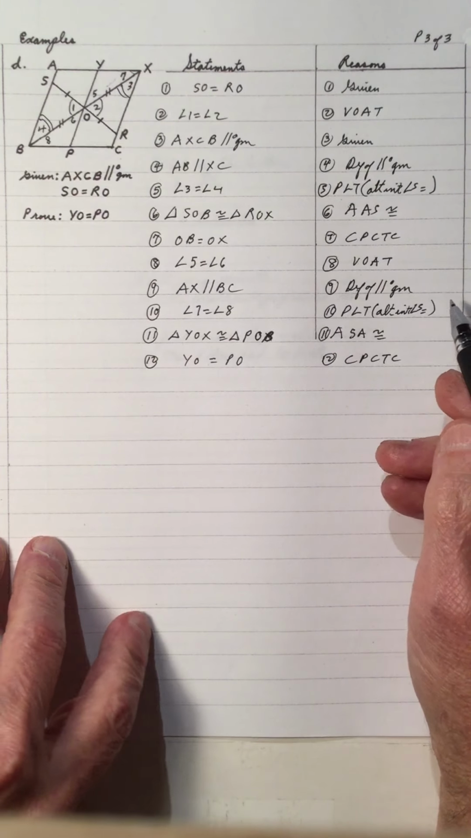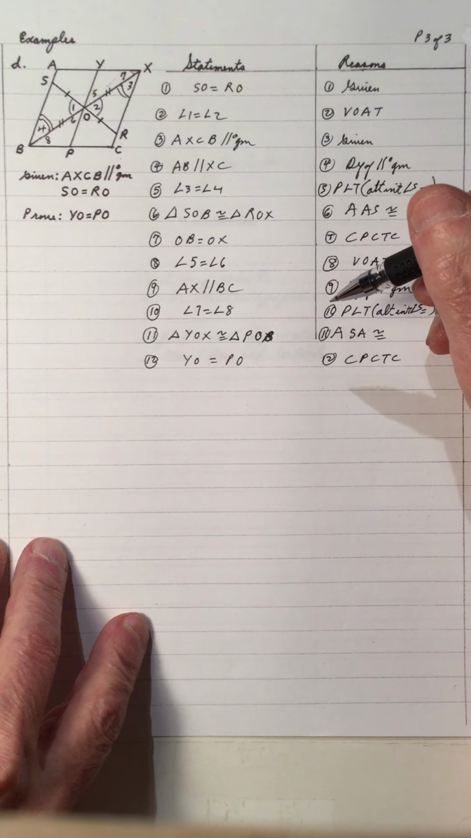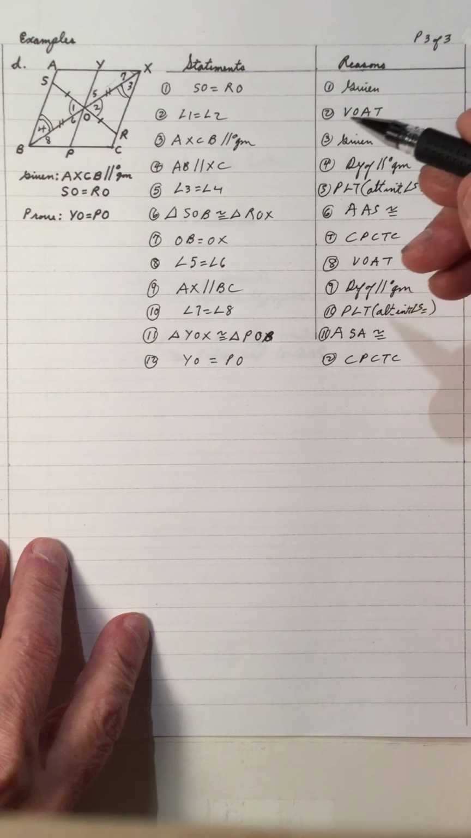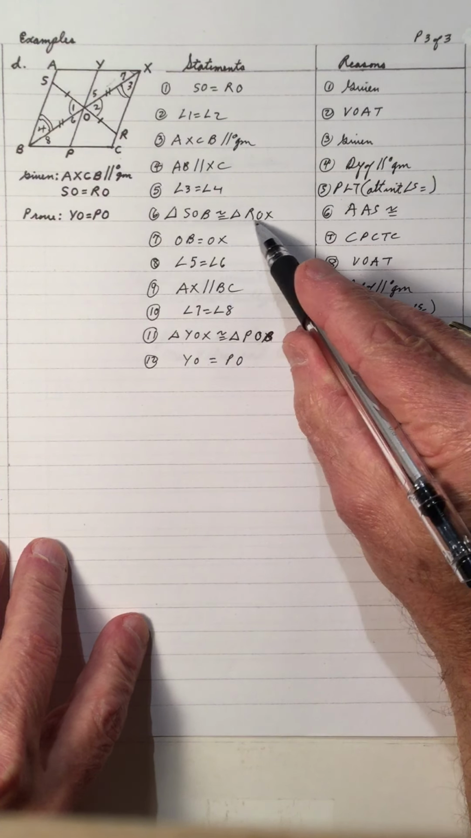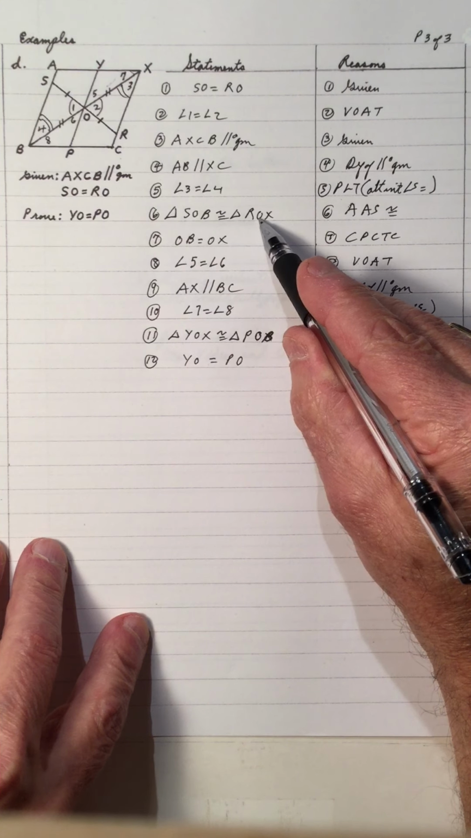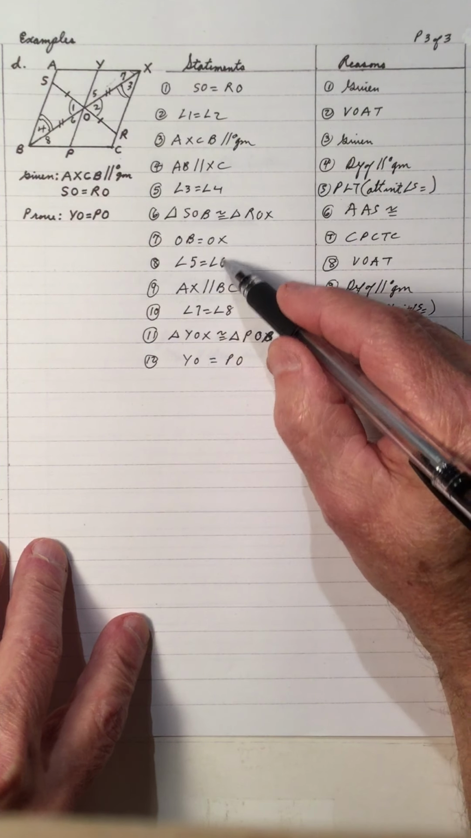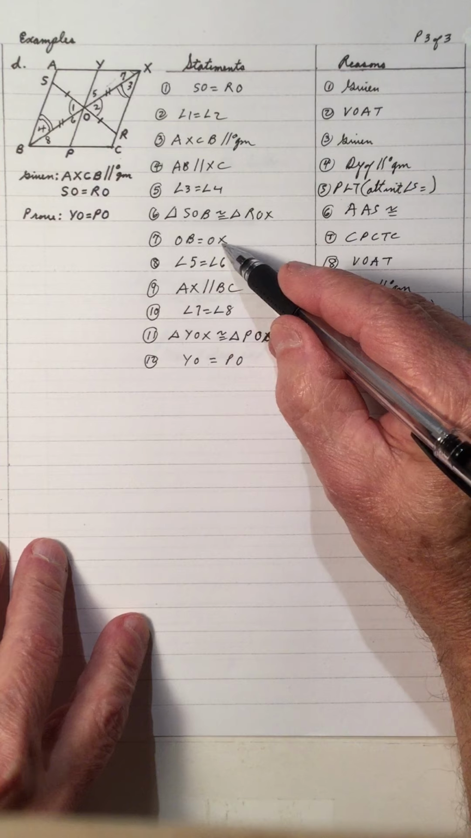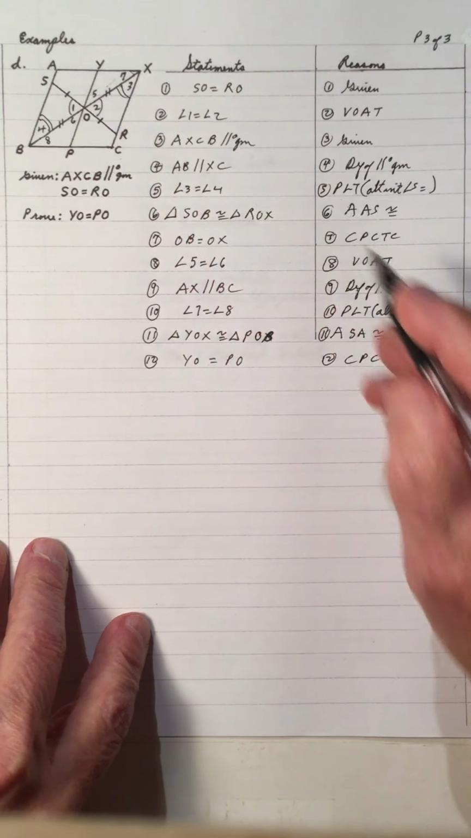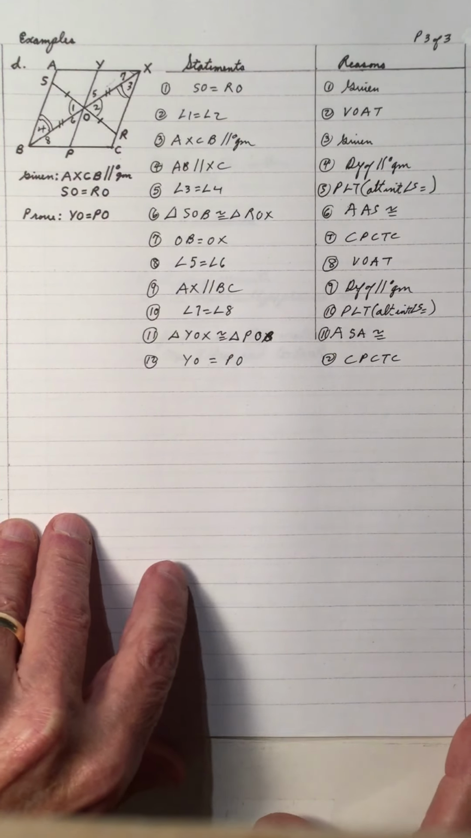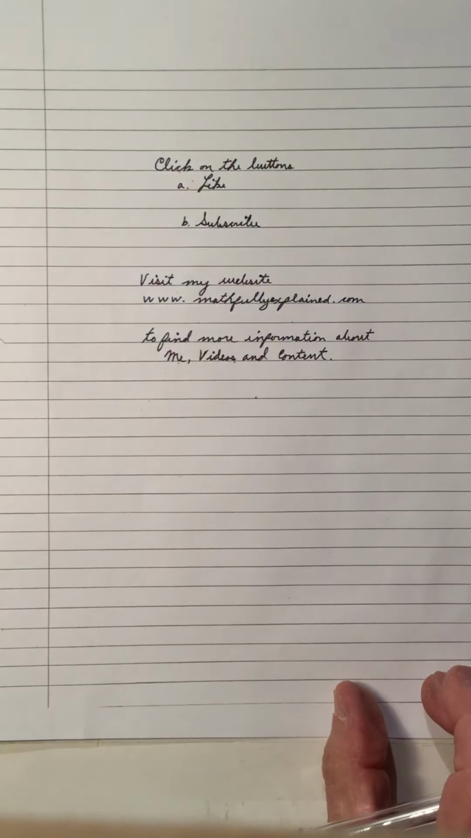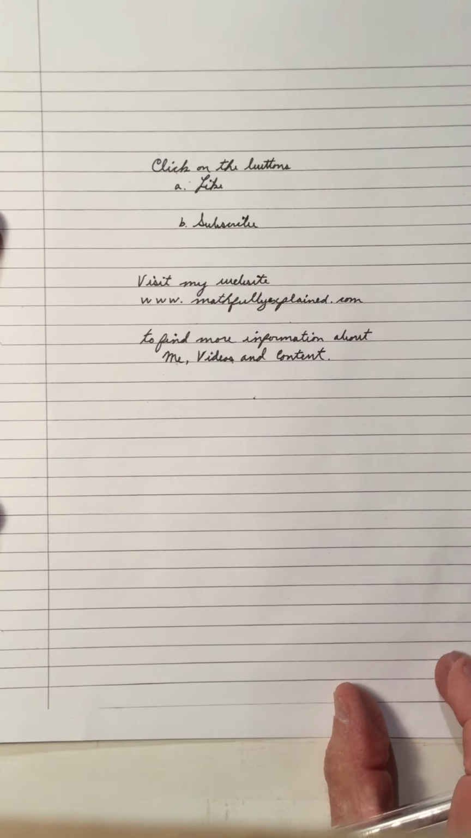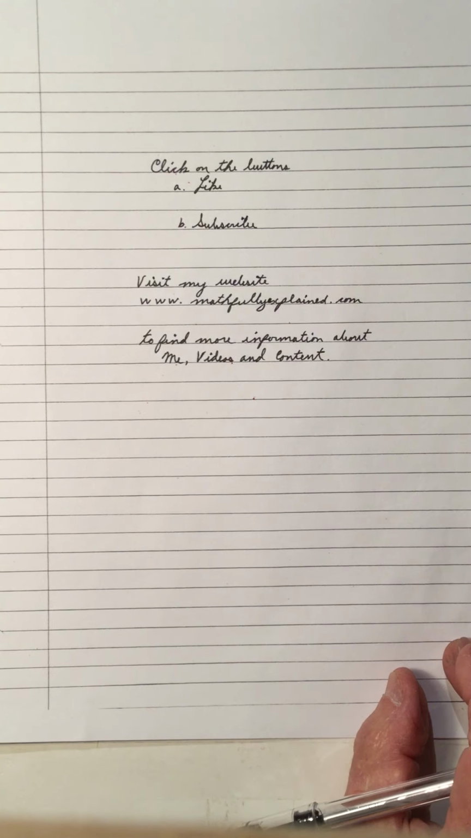So, a good proof using the properties. Notice I had a double congruent triangle. I had to prove these two triangles congruent here to use their parts, which is OB and OX, to get into this triangle. So that's a good proof. And again, the next video that you look at will be more practice. And the more you do, the better you get.